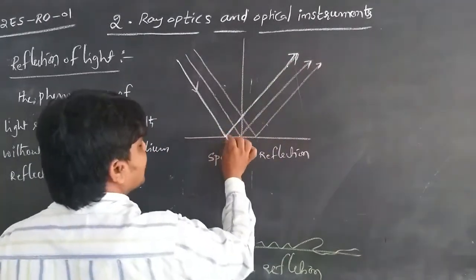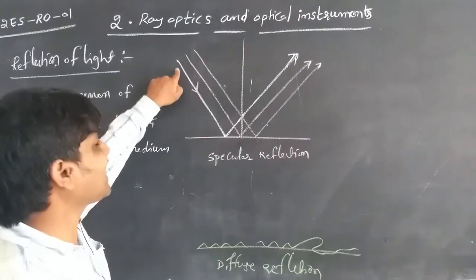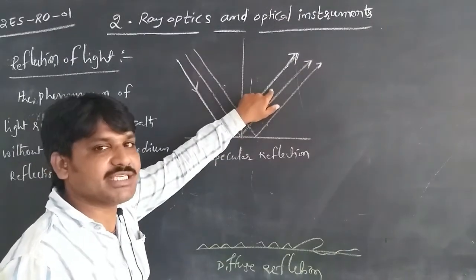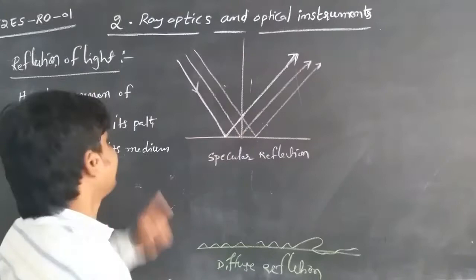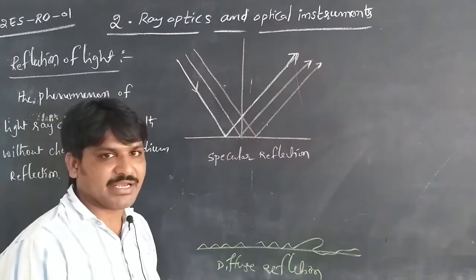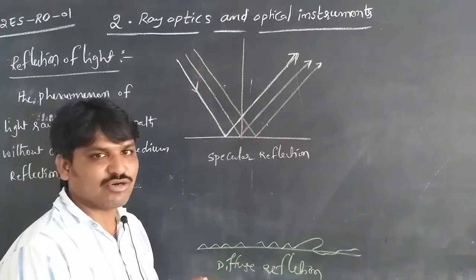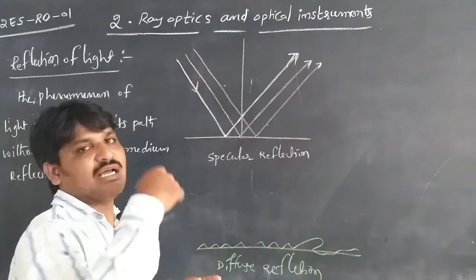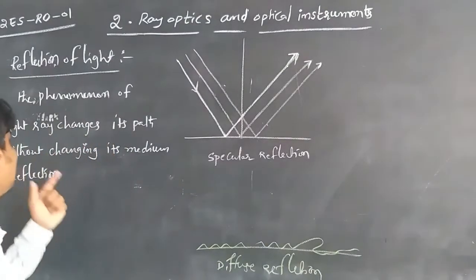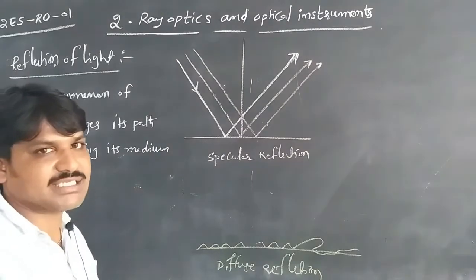So that's why we can say that this is the phenomenon of reflection. When the light ray changes its path but without changing its medium, it is called reflection of light. When the light ray is traveling in the first medium, if any boundary is encountered in its path, then it travels into the same medium by changing its path, which is called reflection.